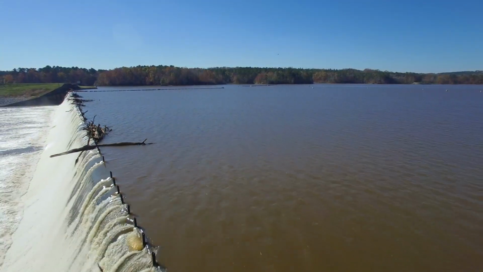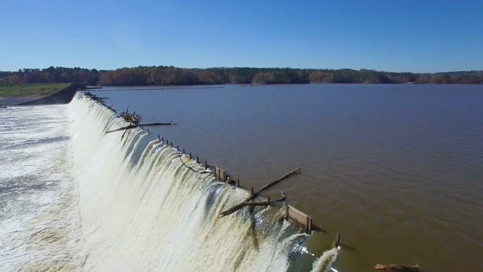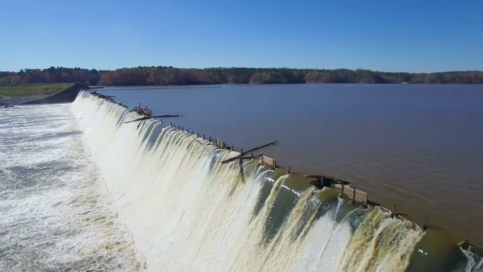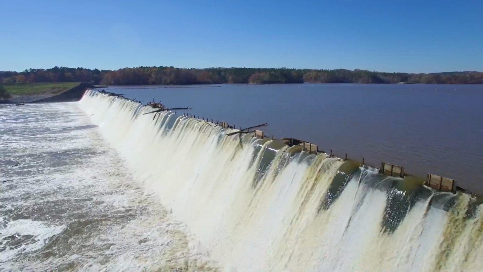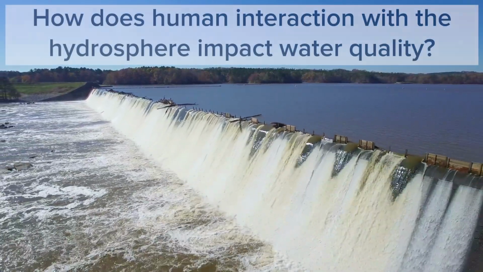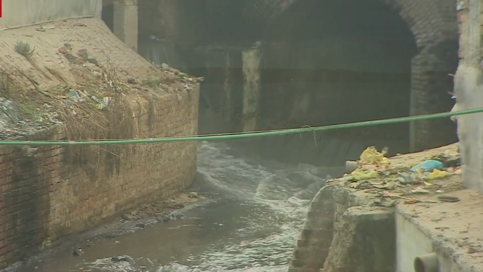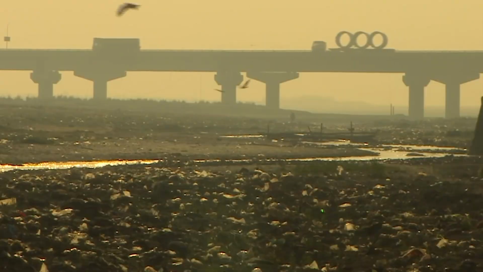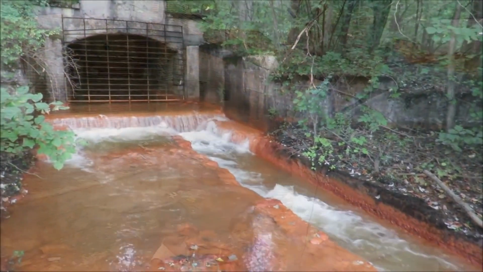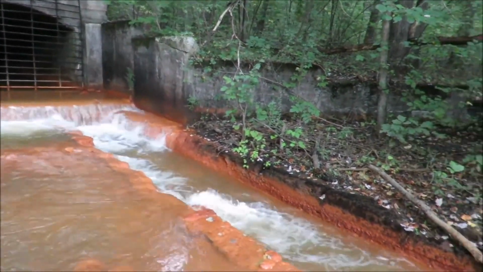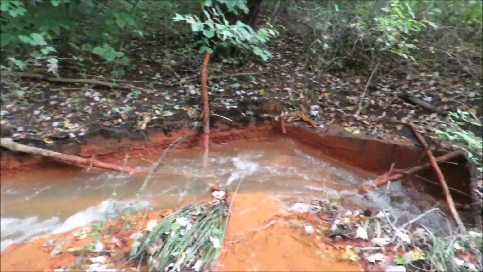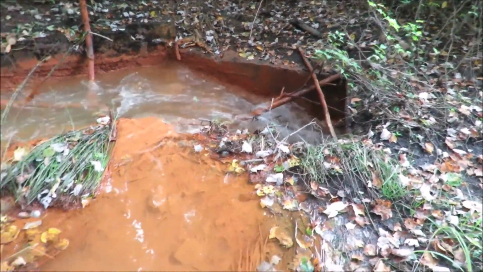It's clear that human water usage can cause significant physical changes in water reserves and rock structure both above and below Earth's surface. But how does human interaction with the hydrosphere impact water quality? Many different pollutants threaten the quality and safety of water supplies around the world. Throughout the United States, one of the major threats to water supplies comes from pollution caused by historical mining activities.